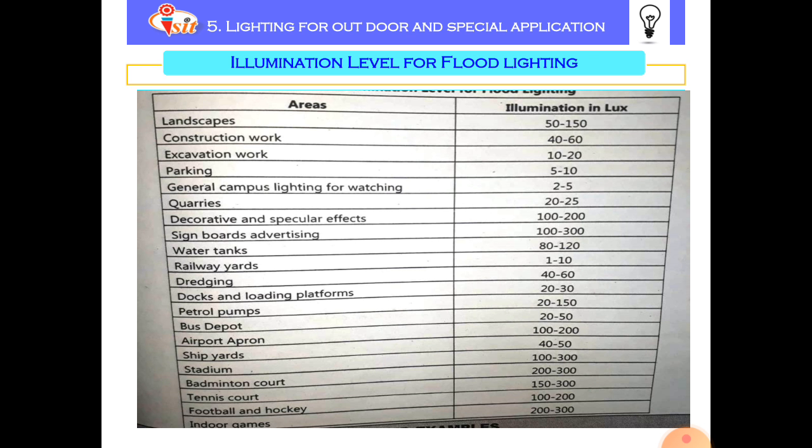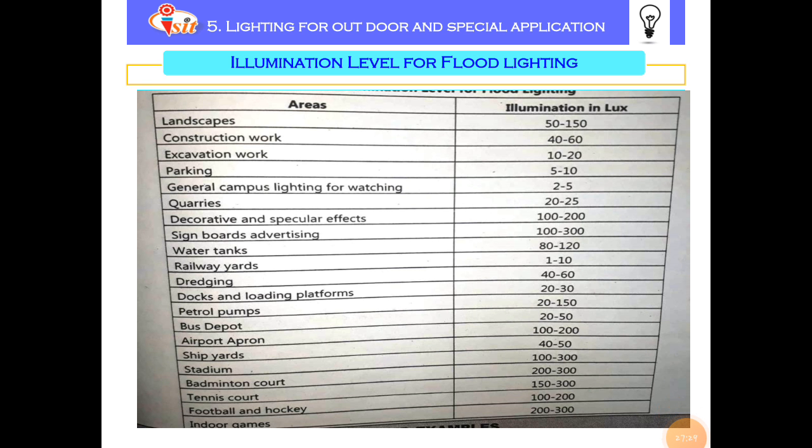Signboards advertising, for that purpose 100 to 300 lux is required. For the water tanks, 80 to 120 lux levels are required. In the railway yards, 1 to 10 lux level is sufficient. For the dredging, 40 to 60 lux level illuminations are sufficient. Docks and loading platforms, also called a dockyard, 20 to 30 lux level. At the petrol pumps, 20 to 150 lux levels are sufficient. In the bus depot, 20 to 50 lux levels.